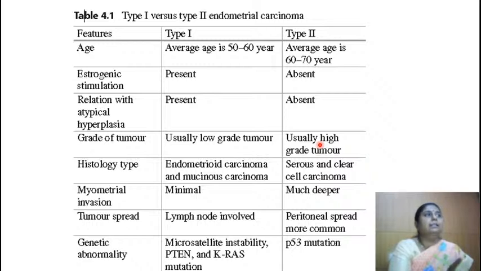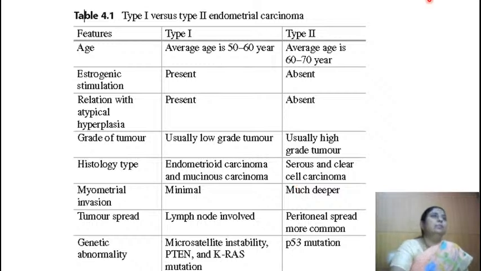Then we have the staging of the tumor. Staging of the tumor means the extent to which the tumor has spread. Is it still there in the endometrium? Has it gone into the myometrium? Has it gone into the cervix? Has it gone into the pelvis? Has it gone into distant metastasis? That is what is called staging.